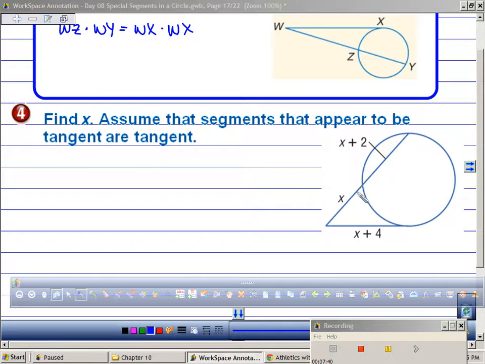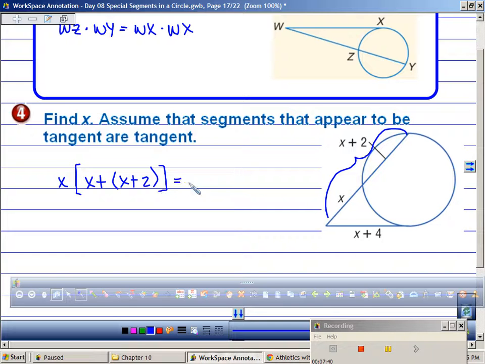So I have to multiply this right here, x. I'm going to use a bracket to make sure I don't make a mess of it. x times what? The whole thing. So you have to be careful. You have to add x and x plus 2 and multiply that by x. Okay? That is going to equal x plus 4 times x plus 4.